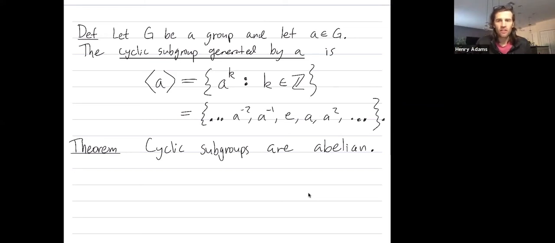So cyclic subgroups are always abelian. And remember, a group is cyclic if it's just equal to one of its cyclic subgroups. So cyclic groups are also abelian. Let's prove this.